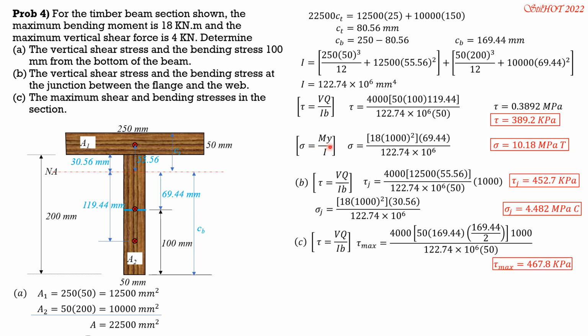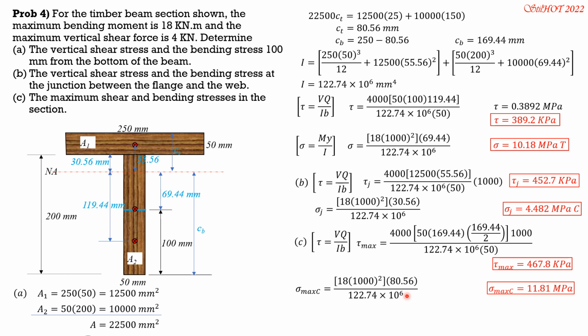Then for the maximum bending stress in compression, we use this formula, but y is replaced by C sub T and C sub B. So sigma max in compression, which occurs at the top fibers, is 18 times 1000 squared, C top 80.56, divided by 122.74 times 10 to the 6. So don't mind the 1000 squared and 10 to the 6. Sigma max in compression, the maximum bending stress in compression, which occurs at the topmost fiber, is 11.81 megapascals. So that is in compression.